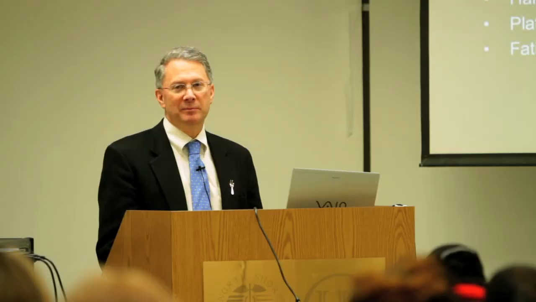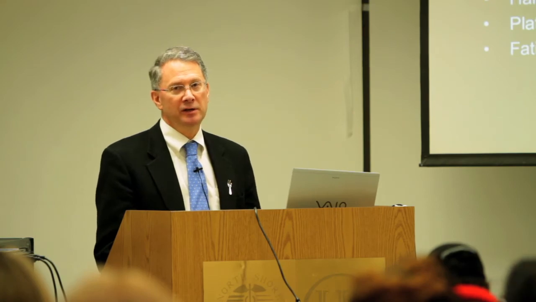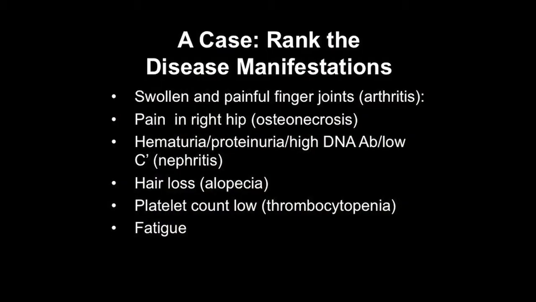What does that all add up to? She has inflammation in her kidney. We don't know how much, but we think she has inflammation in her kidney. She has hair loss, alopecia. And then the blood test showed that her platelet count is low, though she's not having any bleeding problems. And she is quite fatigued. So how are you going to rank these? Which is most concerning to you or to the patient?